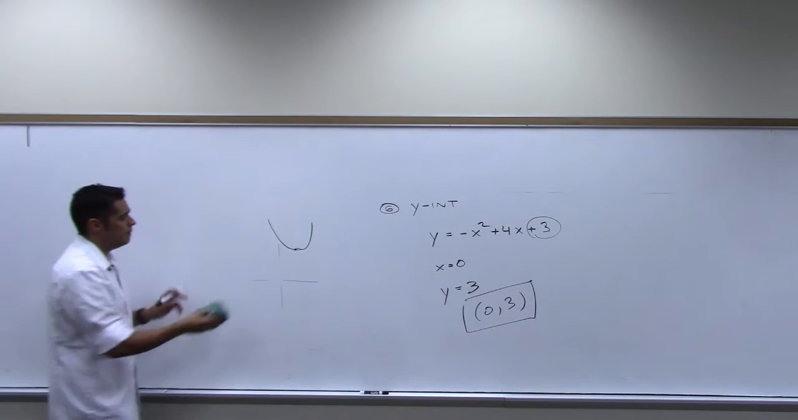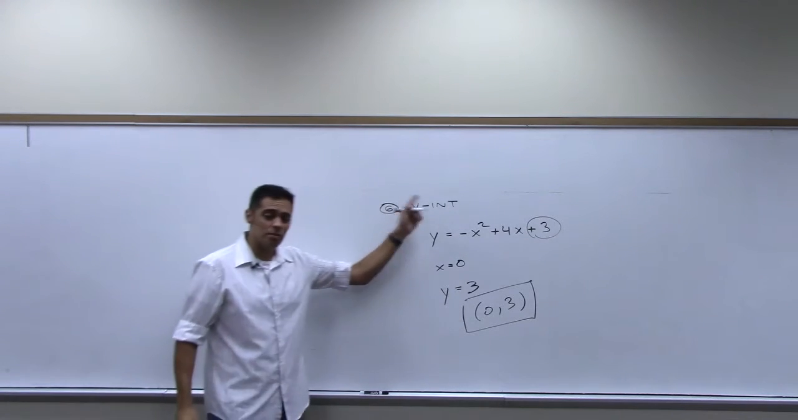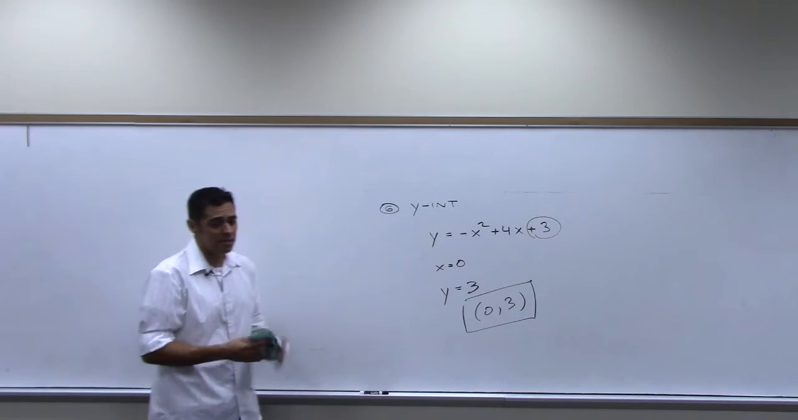So if you didn't have an x-intercept, would this one still be 0? If I didn't have an x-intercept, you would still do the same thing here for the y-intercept, because you're guaranteed a y-intercept always.